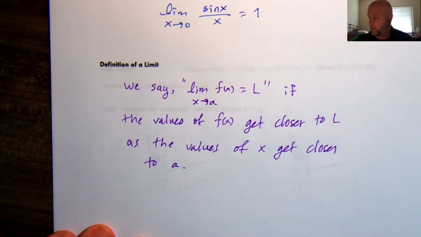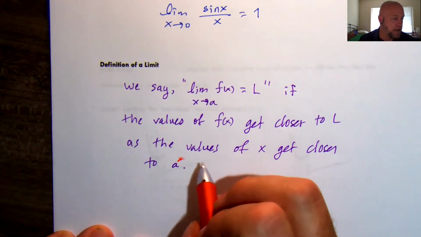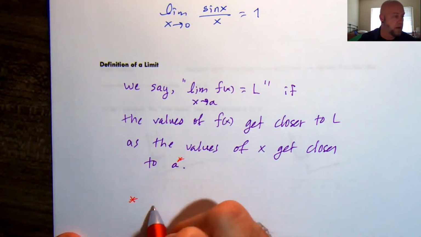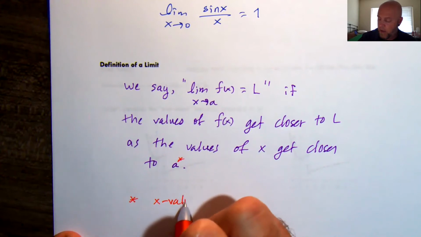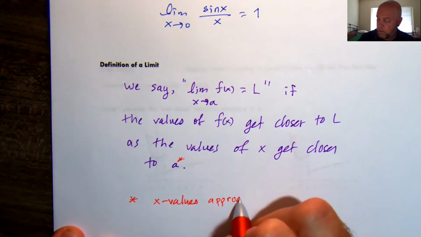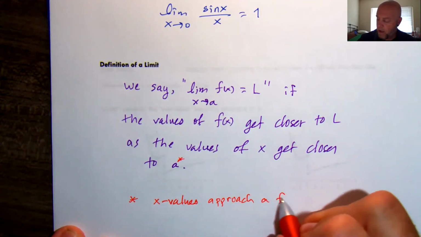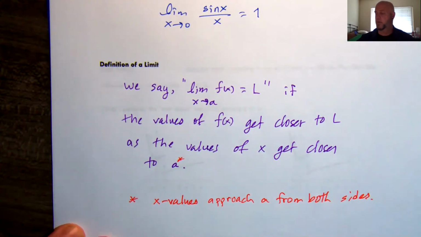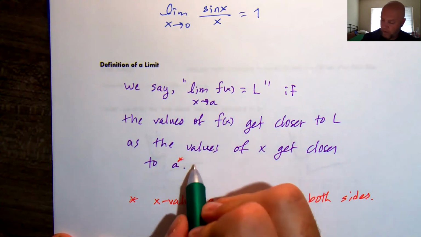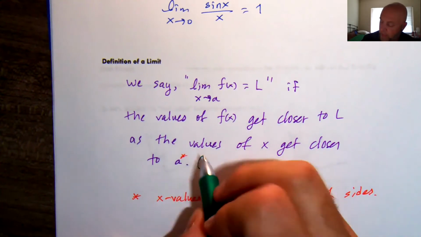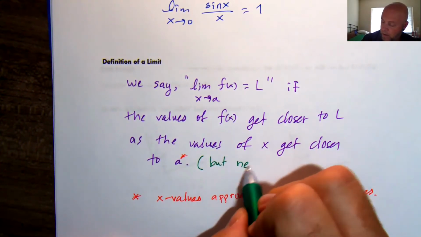We're going to add a little asterisk here for some of the fine print. And what we say here with the fine print is that the values must be approaching from both sides. All right, the x values approach the number a from both sides. And one more parenthetical note right here is, while the values are getting closer and closer to a, they never have to reach a.